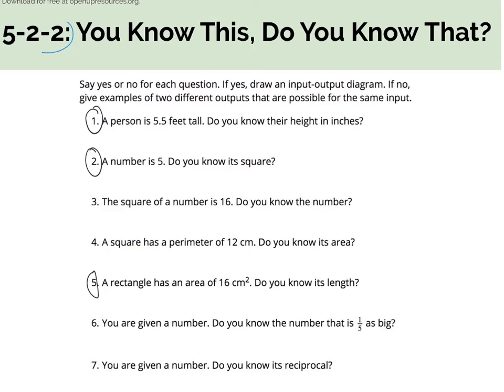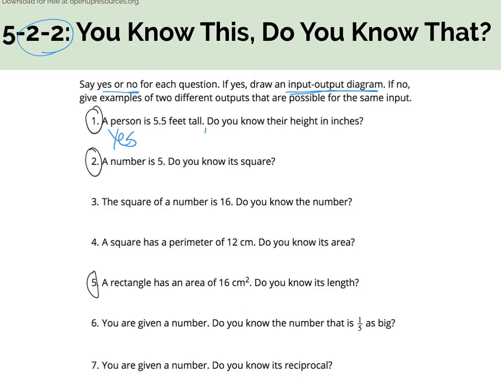Okay, activity 2 in lesson 2. We're going to first say yes or no for each question, and if it's yes, we're going to draw an input-output diagram. So here we go. A person is 5.5 feet tall. Do you know their height in inches? Yes, we can figure that out.